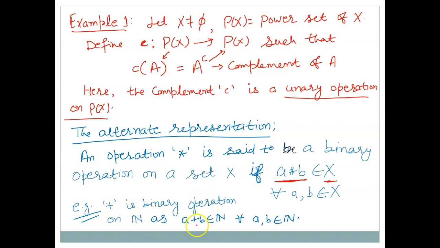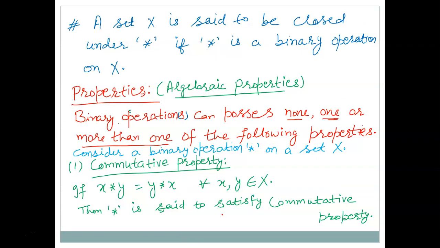For example, as I have already explained, plus is a binary operation. You take any two natural numbers and apply the plus operation between them, and again you will get a natural number, that means it belongs to N. So plus is a binary operation, and multiplication is also a binary operation. Subtraction is not a binary operation. Now, one important thing to note is that a set X is said to be closed under the operation star if star is a binary operation on X.